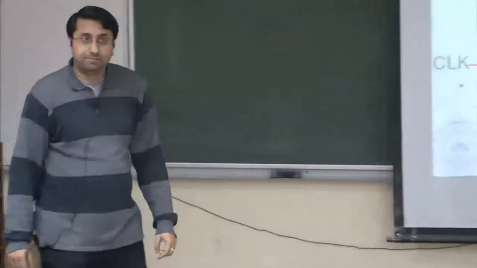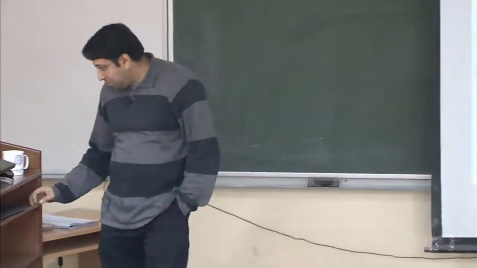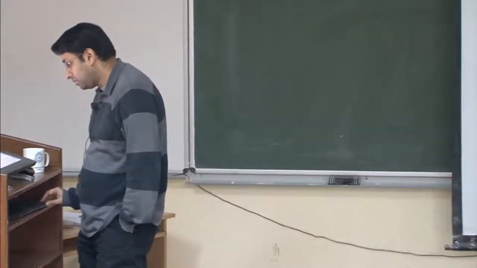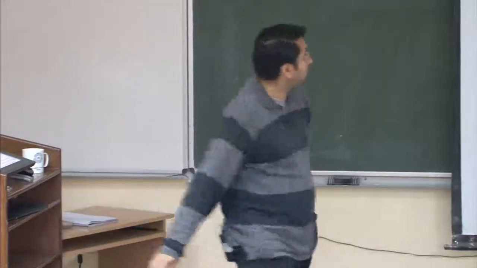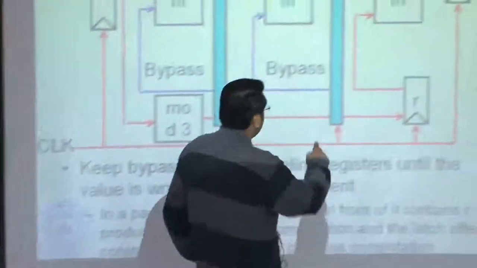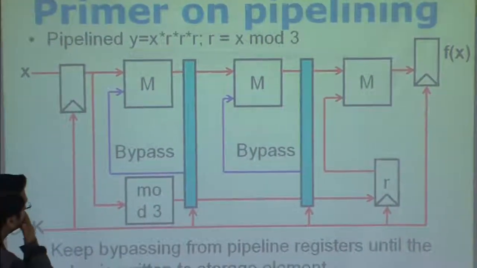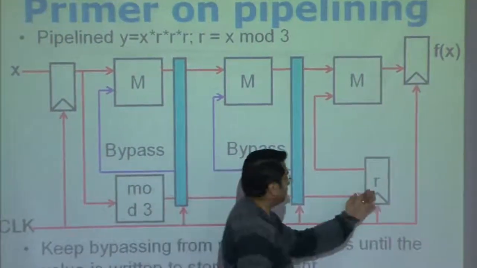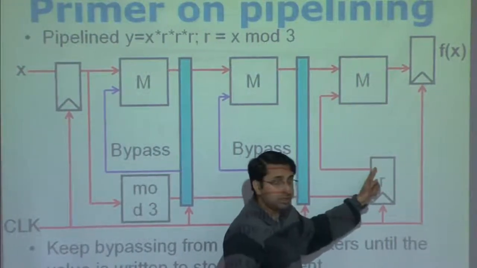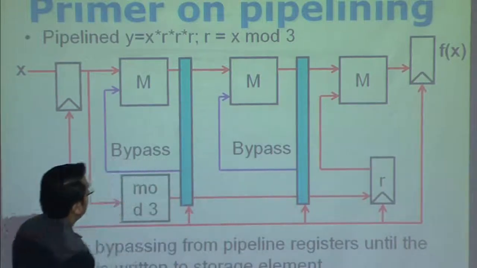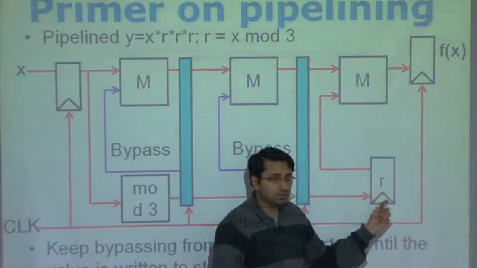Is it clear to everybody? This bypass concept. And the actual R latch, what will that contain? This one currently contains, yeah, this one will contain the final value of R. But of course it will take several cycles to propagate through these latches and come.